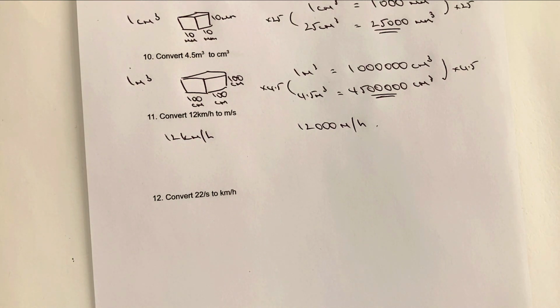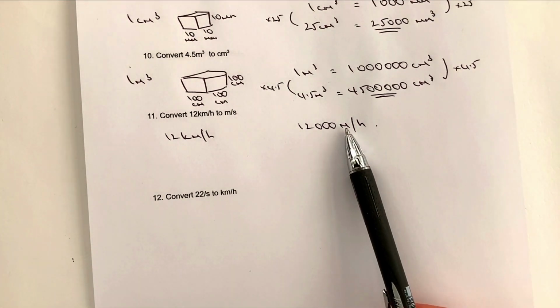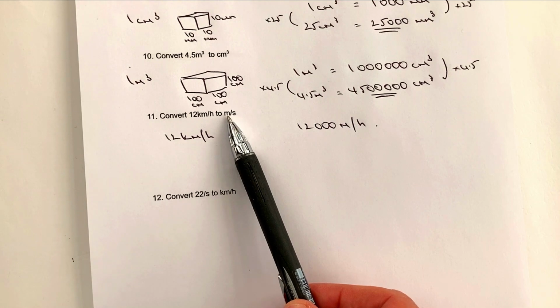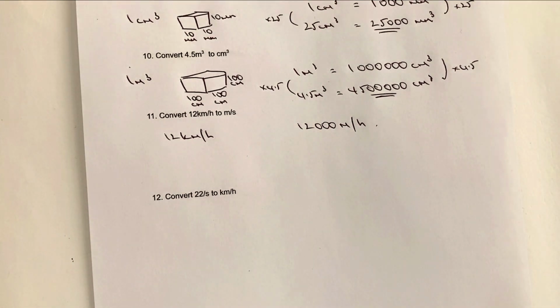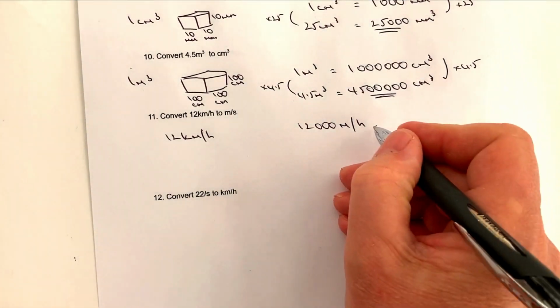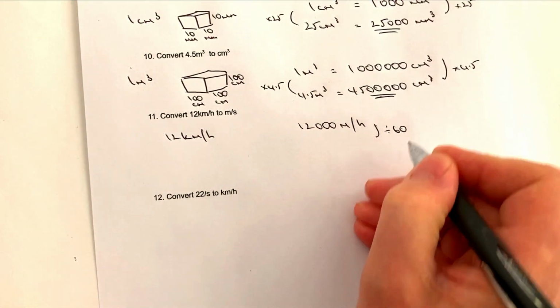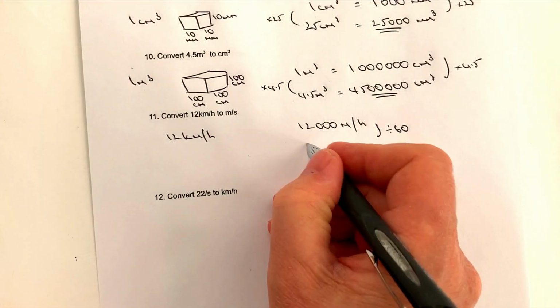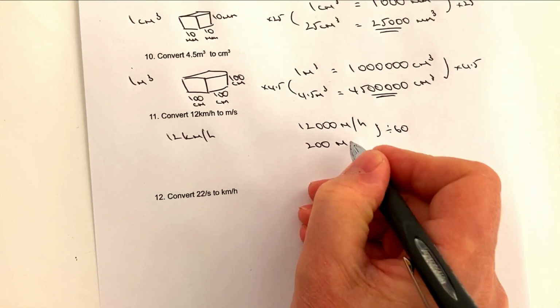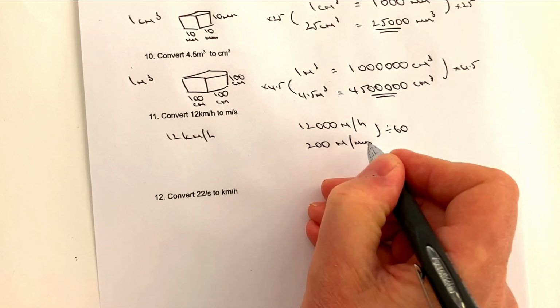Now, what I want to do is convert that to minutes. So I'm going to take it step by step. I've got the meters sorted out, that's no problem, but now I've got seconds that I need to get to. Well, I've got hours here. So if I divide that by 60, what I'm going to get is meters per minute, which actually works out as 200 meters per minute.